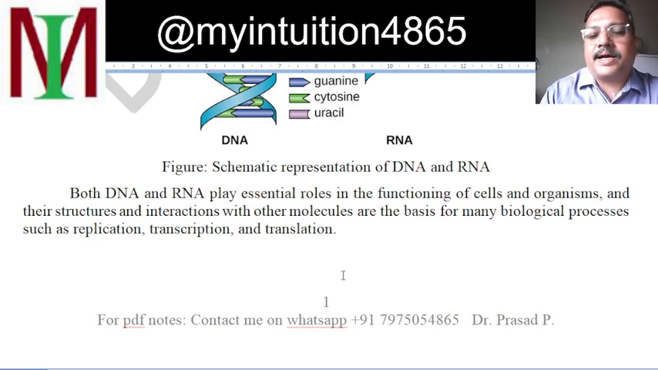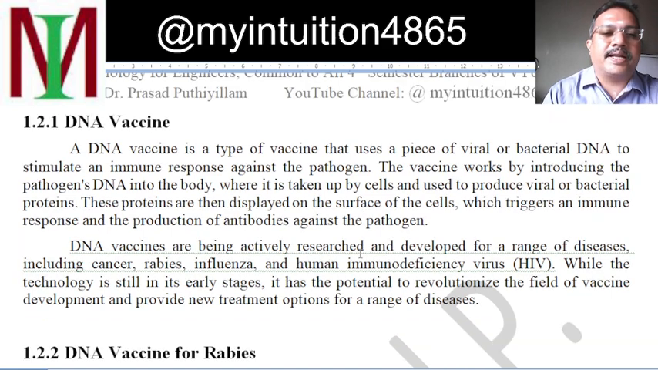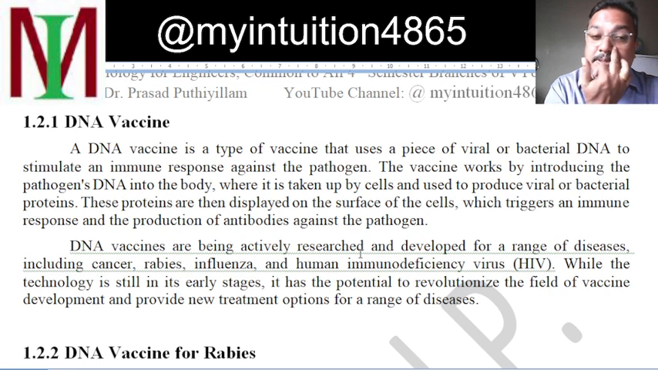Both DNA and RNA play an essential role in the functioning of the cell and the organism. Their structures and interactions with other molecules are the basis for many biological processes such as replication, transcription, and translation. Replication means multiplying the cells. Transcription means reading the genetic code. Translation means creating new proteins. I'm not going into detail about that; it is not required for all engineers, only this basic information is required.